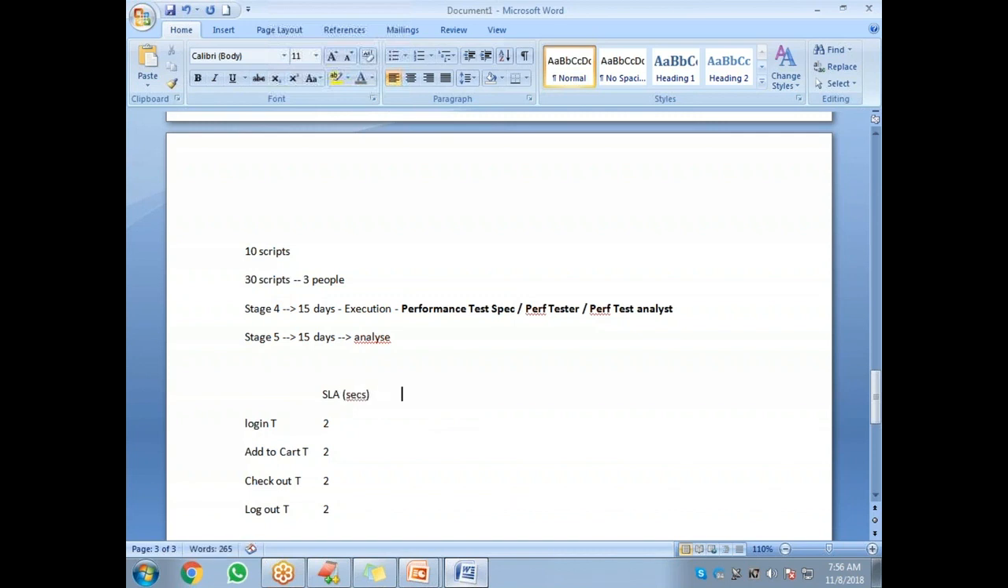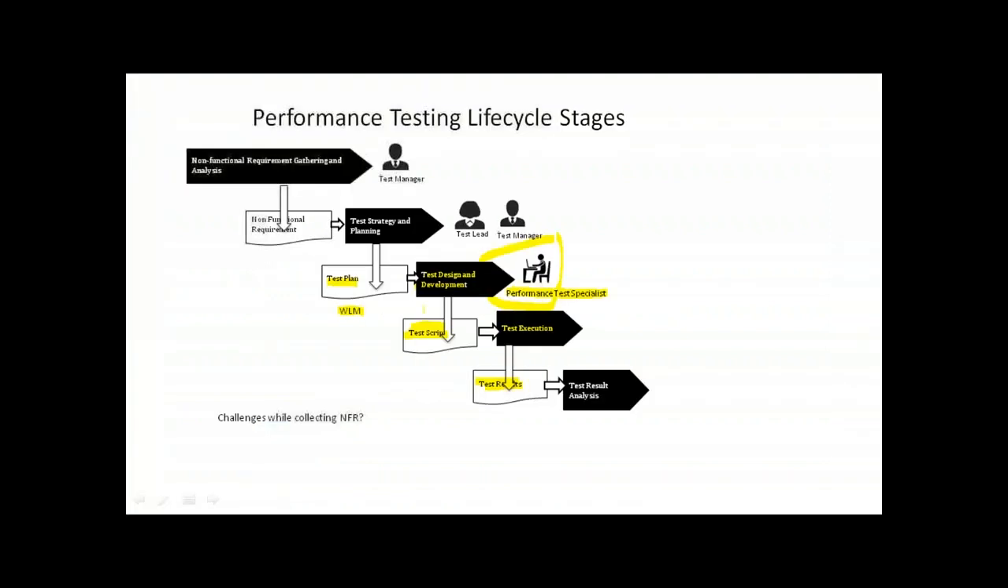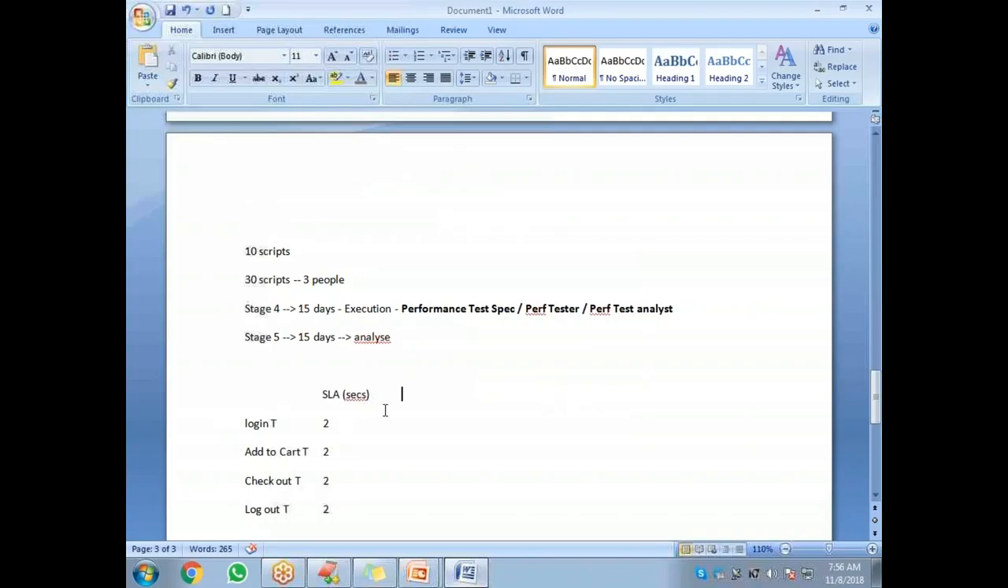Now you have done the test. You have created the scripts, executed the scripts, and you have the results. Now you are into the analysis stage. So what are the results looking like? This is 1.98. Happy? This is 1.75. Happy? This is 2.5. This is 3.